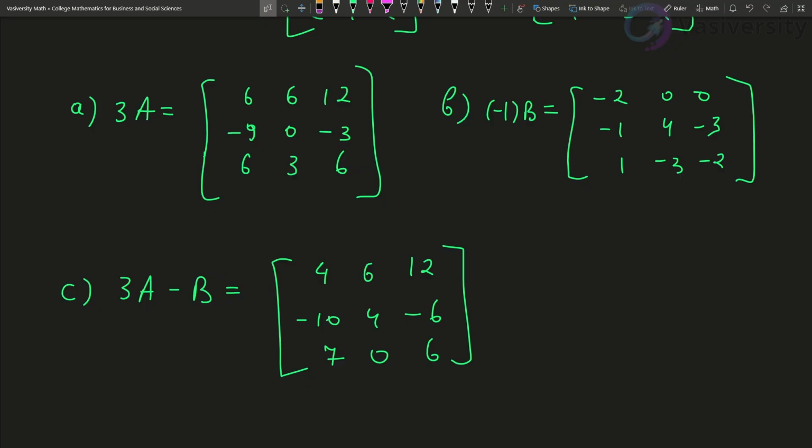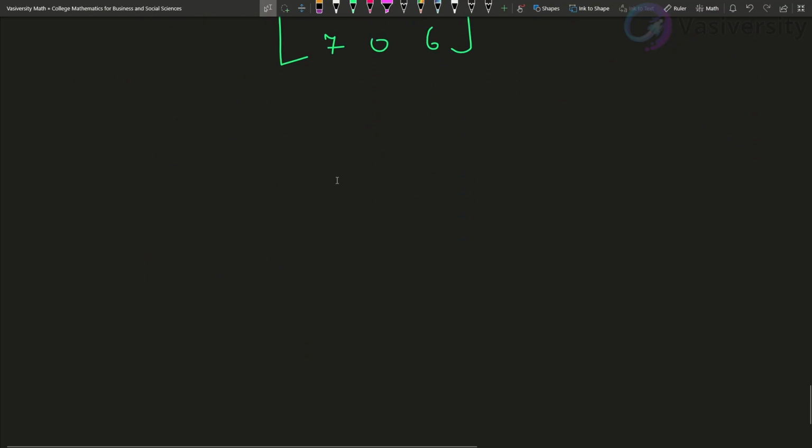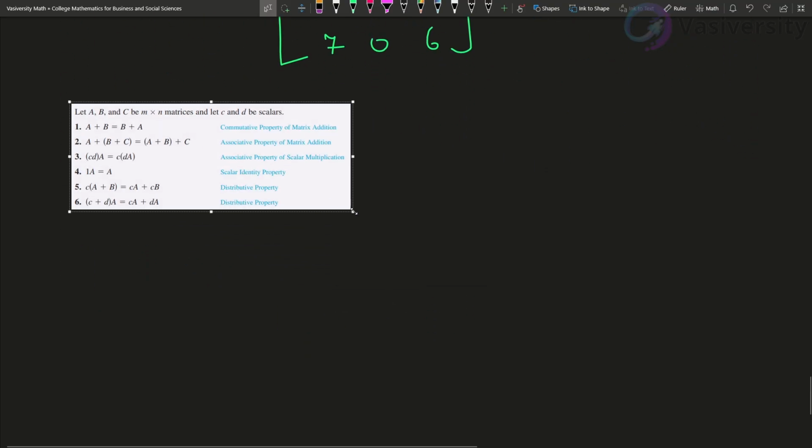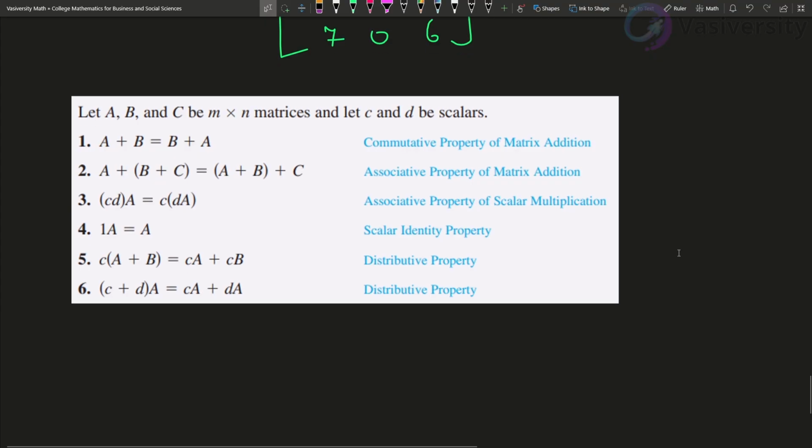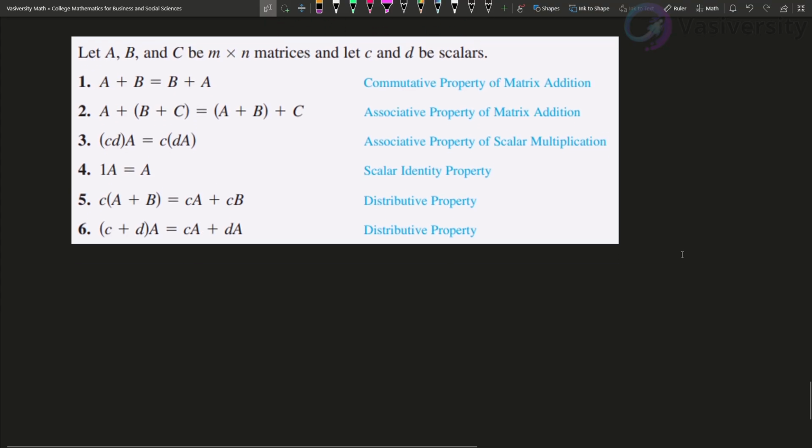All of the properties of the matrix. Let A, B, and C be m by n matrices, and let C and D be scalars. Then we have the commutative property, so A plus B is equal to B plus A. We have the associative property, so A plus B plus C is the same thing as A plus B first, and plus C. Associative property of scalar multiple, scalar identity, distributive property, and distributive property for multiple coefficients. Okay, that one should be pretty straightforward.